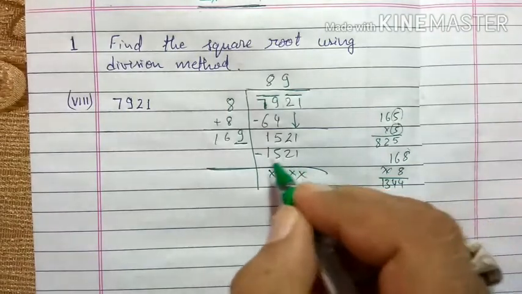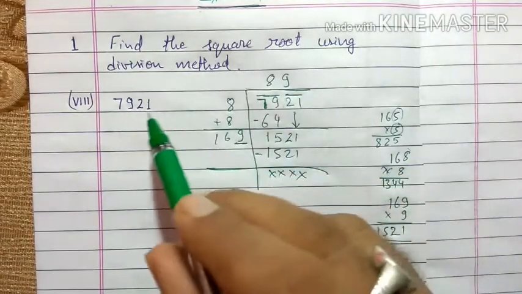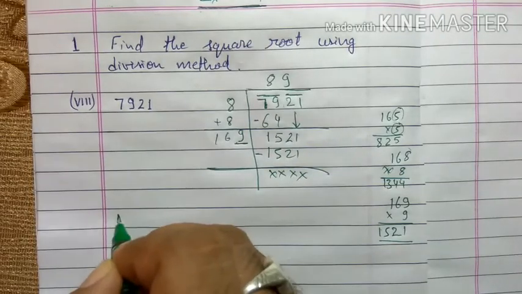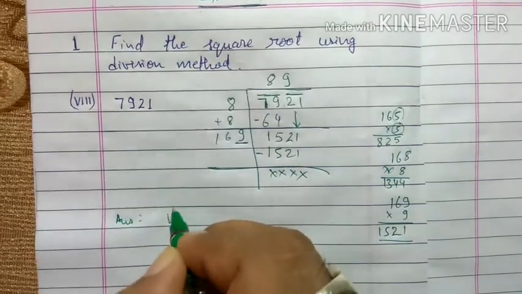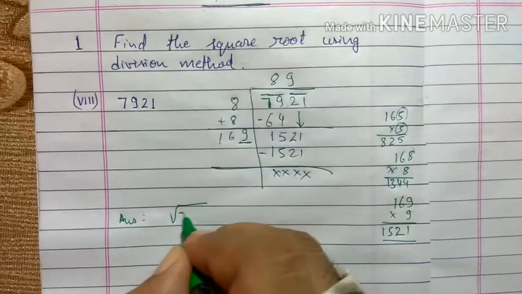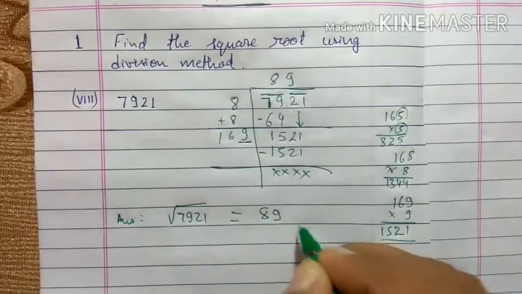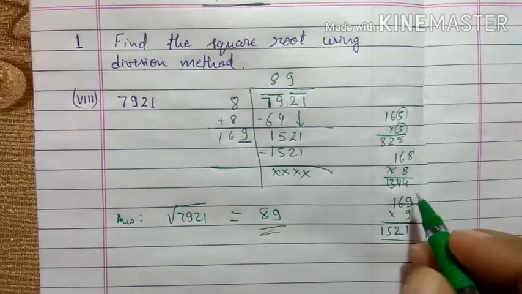So since the remainder is 0, the square root of 7921 is 89. So in the answer we will write square root of 7921 is equal to 89. Okay.